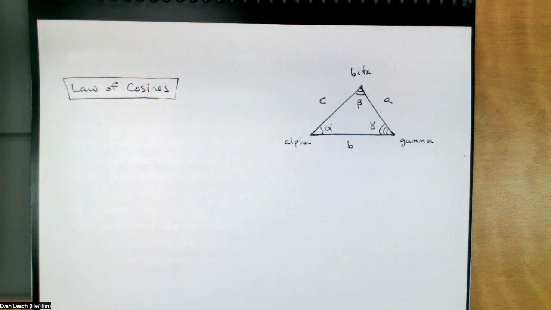A and alpha are an opposite pair. B and beta are an opposite pair. C and gamma are an opposite pair. The law of cosines is going to be a relationship between the sides and the angle. So let's write down the first version of the law of cosines.